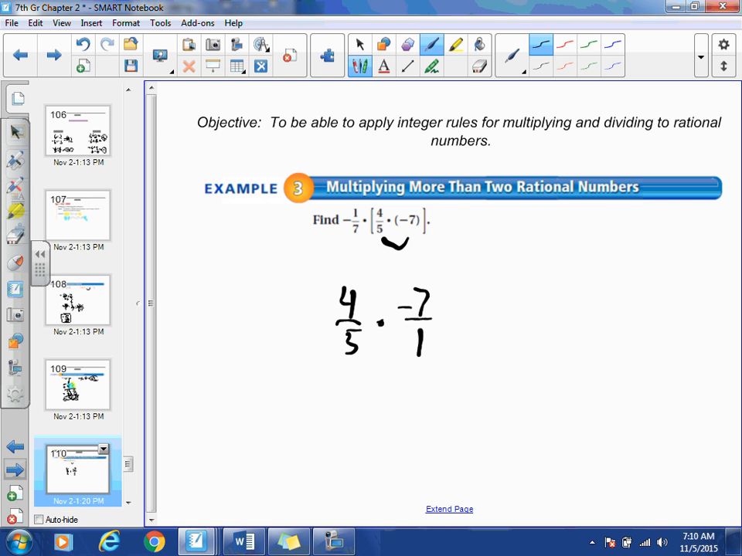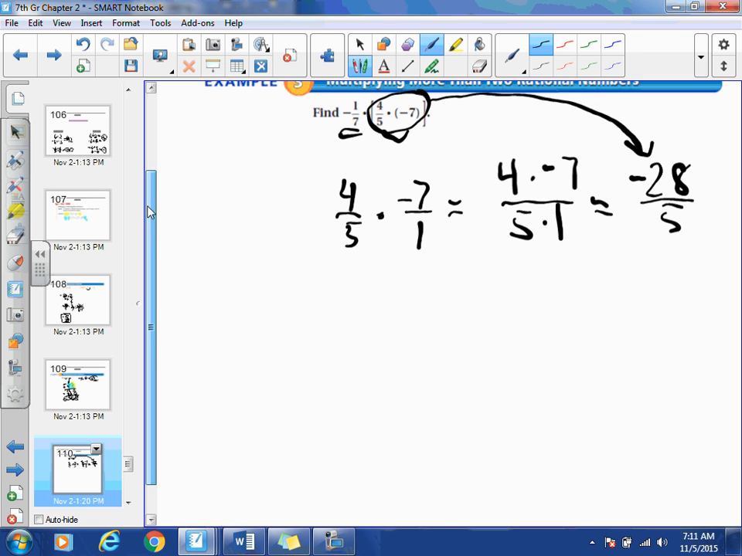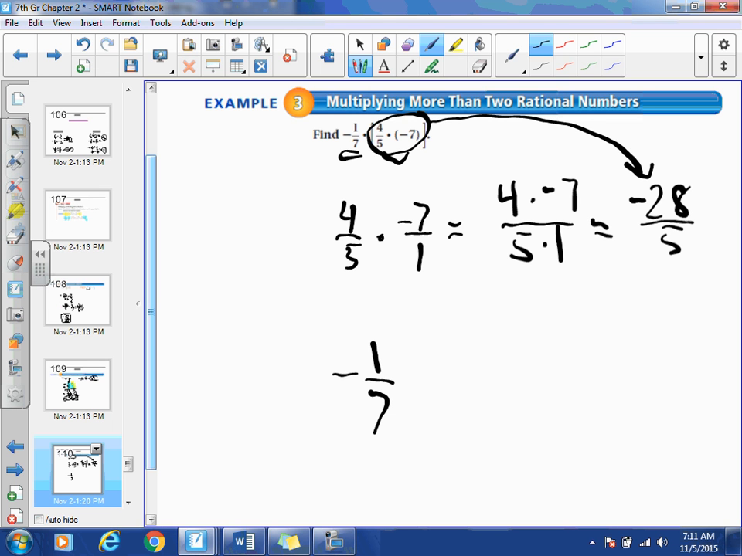All right, I'm happy to start with this because it's pretty darn simple. Multiplying, I just multiply my numerators, 4 times negative 7, and multiply my denominators, 5 times 1. I get negative 28 over 5. Okay? Now, I am going to recognize that all of this is equal to this. So I still have to multiply by this: negative 1 7 times negative 28 fifths.